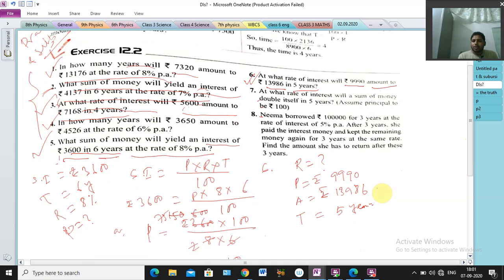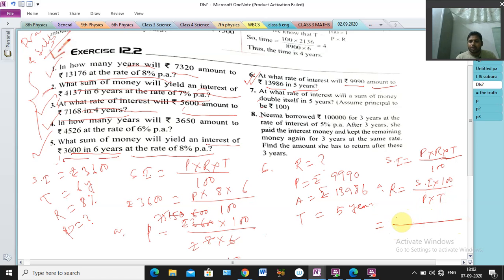Okay, so our main formula: SI equal to P into R into T by 100. Understood? So we find out R. So R equal to SI into 100 by P into T. Clear? Okay, so now put the values.